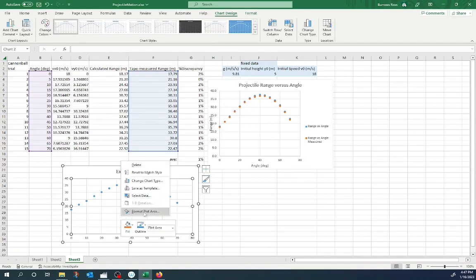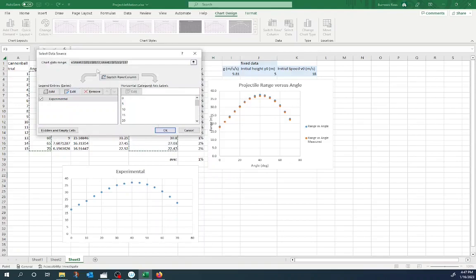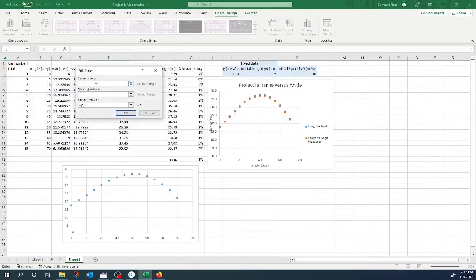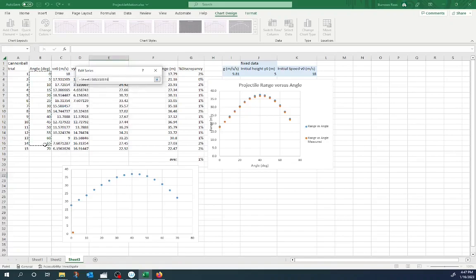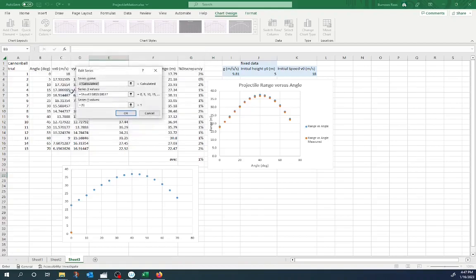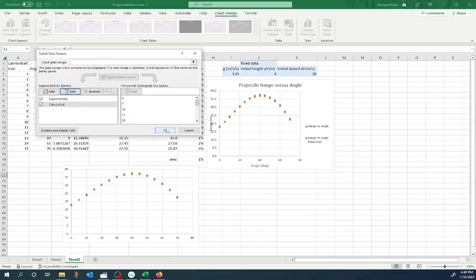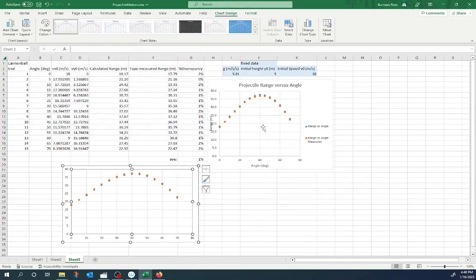And if I want to add the other ones to this, then I go over here, right click again, select data, do add. Here I'll call this one calculated. X values, in this case the X values are the same. They're just the angles. But the y values, oh, calculated, what did I do? I went too fast. The y values are going to be a little bit different because here they're the calculated values of the range. Okay, and so this chart you can see is the same as this chart.